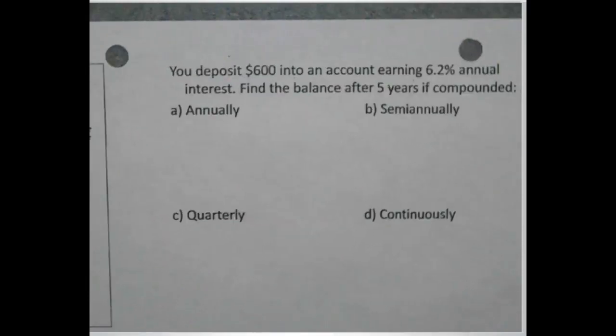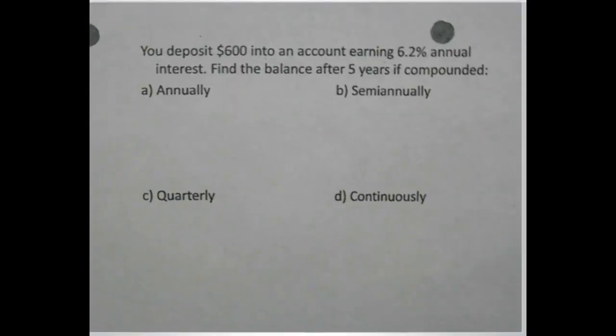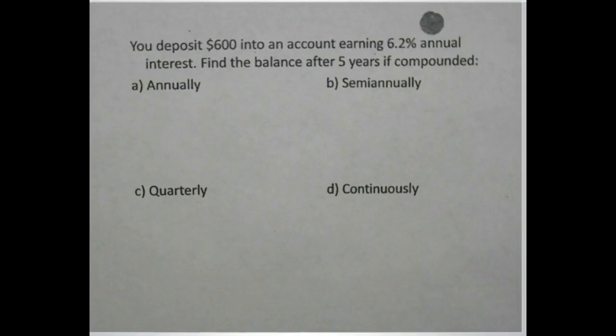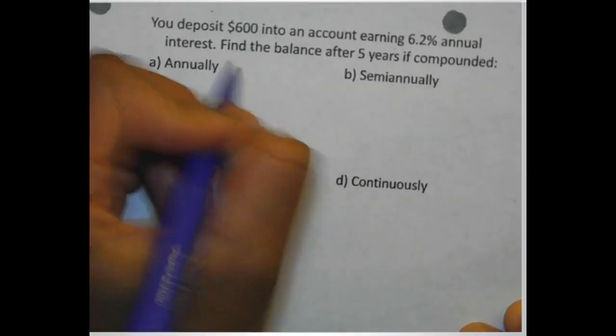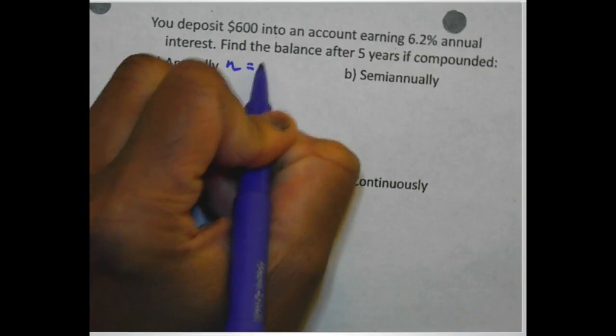Here we are. You deposit $600 into an account earning 6.2% annual interest. Sounds delightful. Find the account balance after 5 years if compounded, for part A, annually, B, semi-annually, C, quarterly, and D, continuously. The main reason I'm going over these problems is to make sure we're clear about what we mean by each of these 4 terms. Annually means it's compounded once a year. So if it's compounded once a year, that means N is equal to 1.